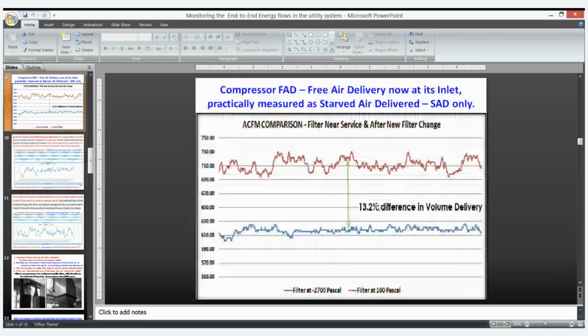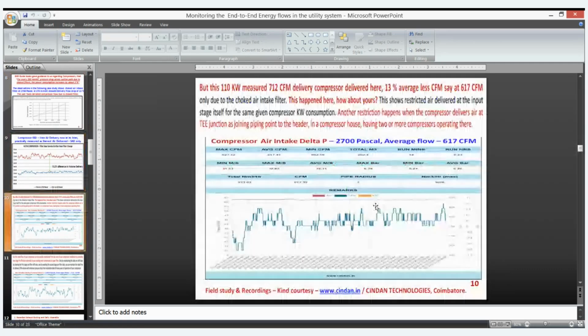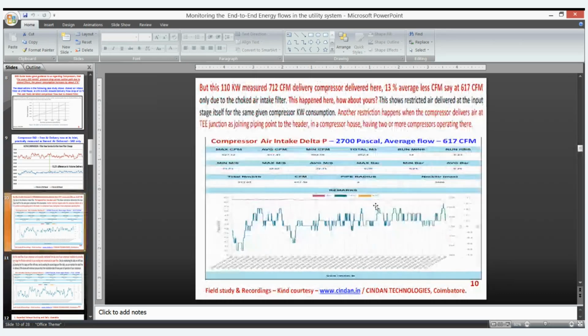I will just show the previous one. At 100 pascal, it is 712 CFM. At 2700 pascal, with a choked filter after 2 months, it is around 617 CFM.